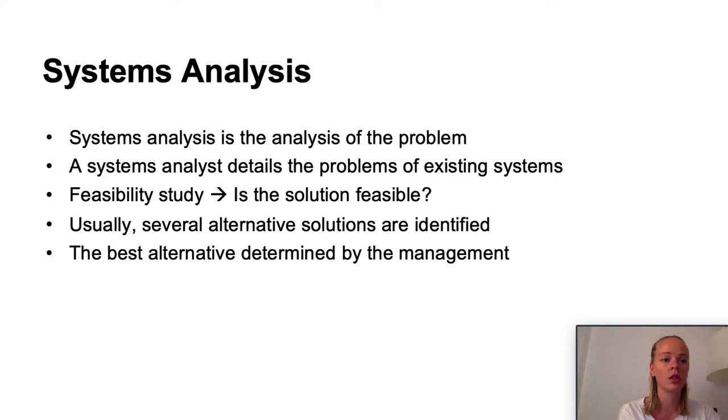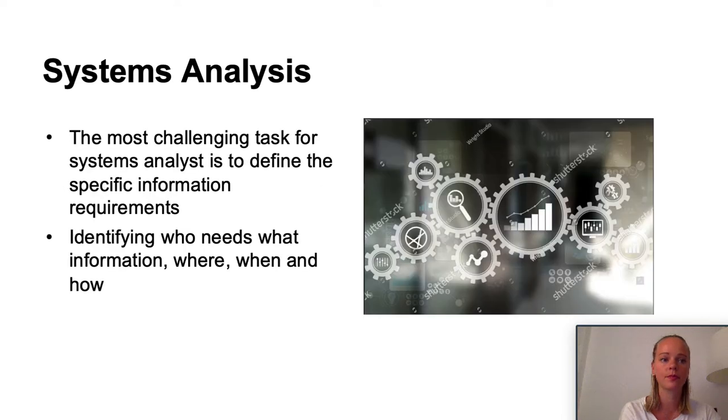It is typical that several alternative solutions are identified, and then the management chooses which is the most desirable alternative regarding the costs, benefits, technical features, and organizational impacts. Perhaps the most challenging task for the system analyst is defining the specific information requirements for the system solution. At the most basic level, the information requirements involve identification of who needs what information, where, when, and how. After defining these, requirements analysis defines the objectives of the new system and then comes up with a detailed description of the functions that the new system should perform.